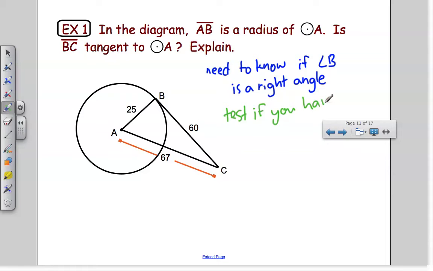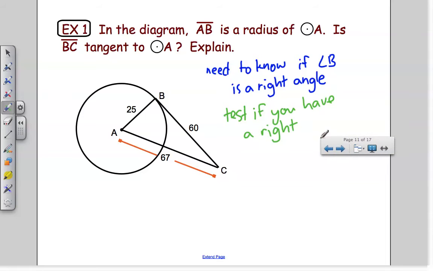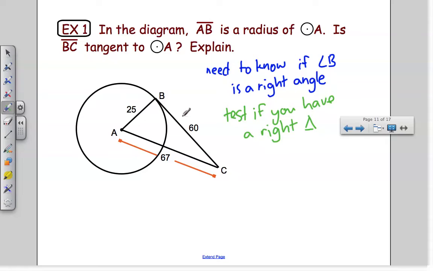Back in chapter 7, we used the Pythagorean theorem and the converse of the Pythagorean theorem to determine whether we have a right triangle. I know this radius is a length of 25. This line that might be a tangent is 60. And this segment from the center to the point outside the circle is 67. So I know this would potentially be the hypotenuse if this is a right angle. These would be the potential legs.